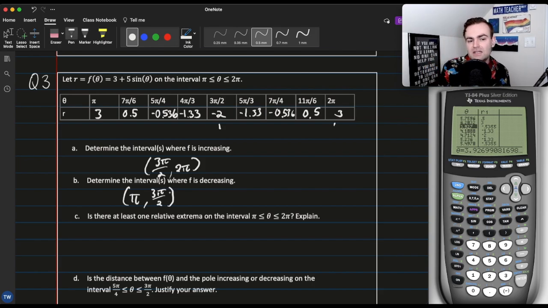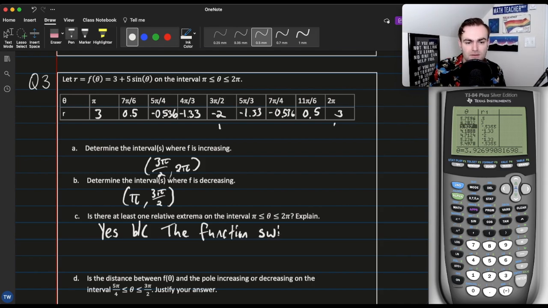Are we guaranteed an extrema? Well, we go from decreasing down to increasing up. It kind of works either way. I know it's mirrored. We are guaranteed a minimum here. So yes, because the function switches from increasing to decreasing. And if we want to be more specific, we can say that we are guaranteed a relative min.